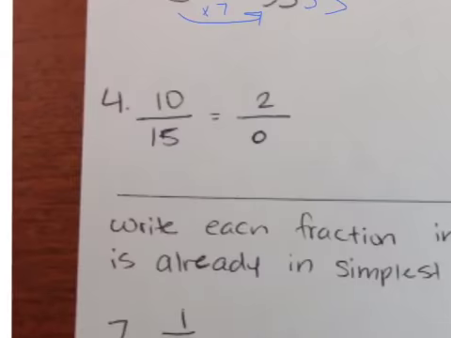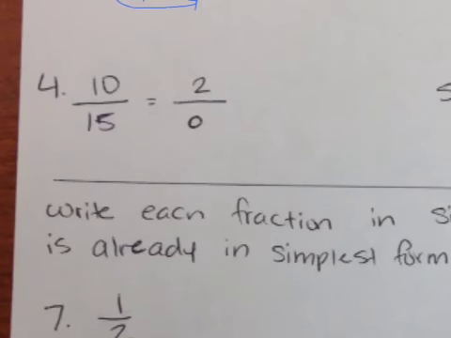Looking at number 4, we're going to point our arrow. 10 divided by what gives us 2? Again, you can type this in the calculator. 10 divided by 2 is going to be 5. So 15 divided by 5 is going to be 3.